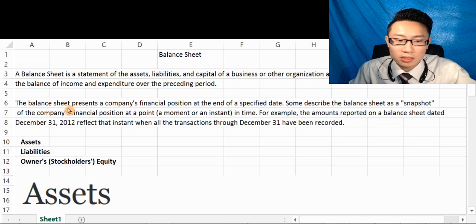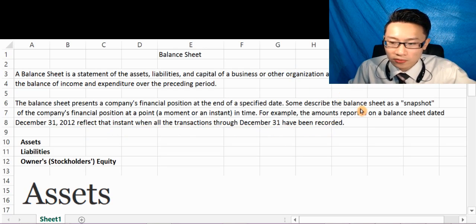The balance sheet presents a company's financial position at the end of a specified date. Some describe the balance sheet as a snapshot of the company's financial position at a point, a moment, or an instant in time. For example, the amounts reported on a balance sheet dated December 31st, 2012 reflect the instance when all the transactions through December 31st have been recorded.